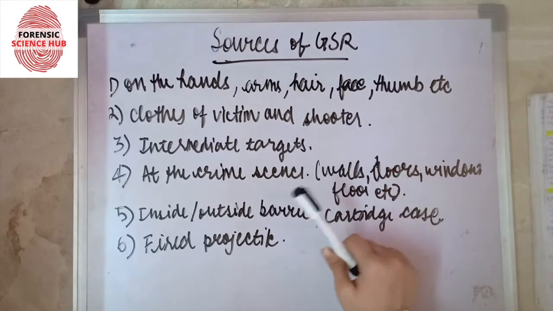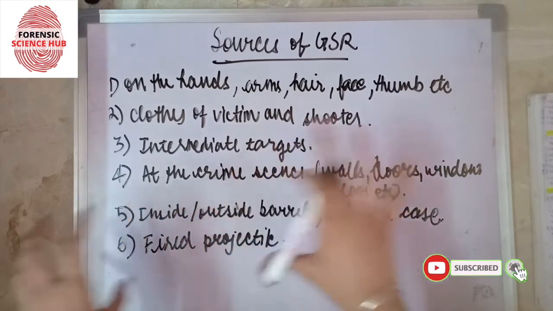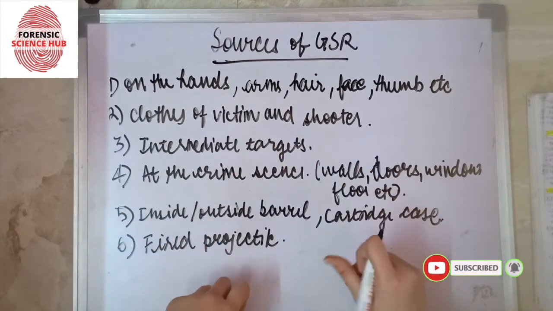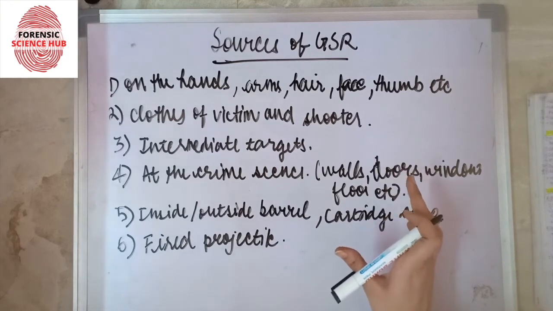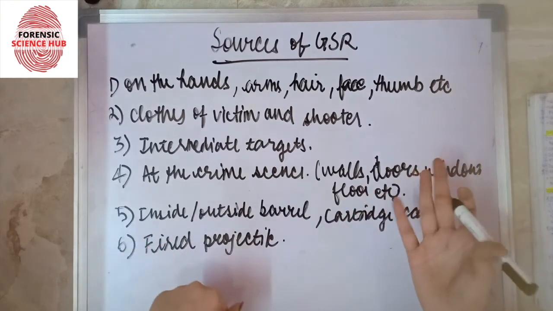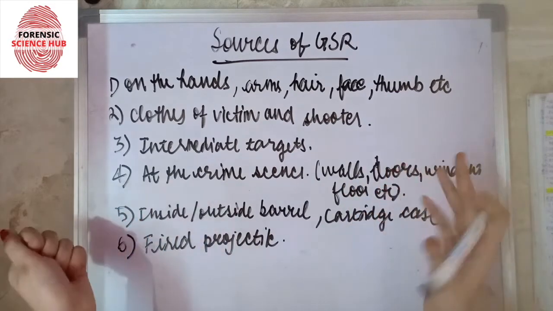so they should be properly checked and examined. Now presence of GSR on these places can be of significant help in identifying the culprit, and also what kind of bullet has been used, what kind of firearm has been used.